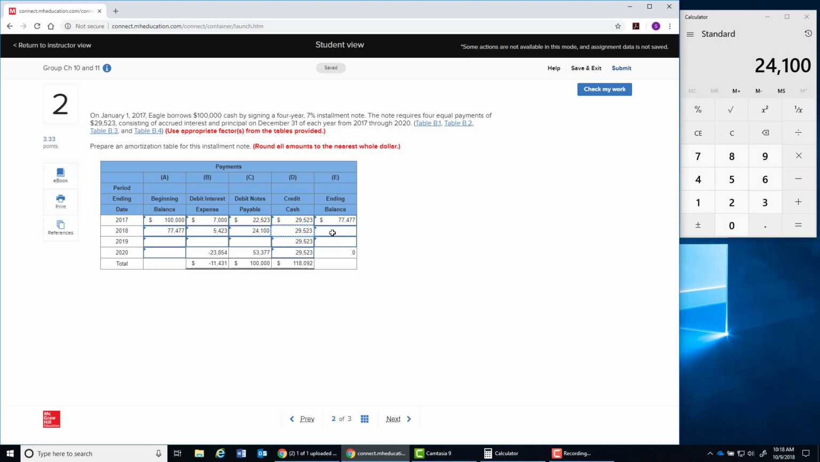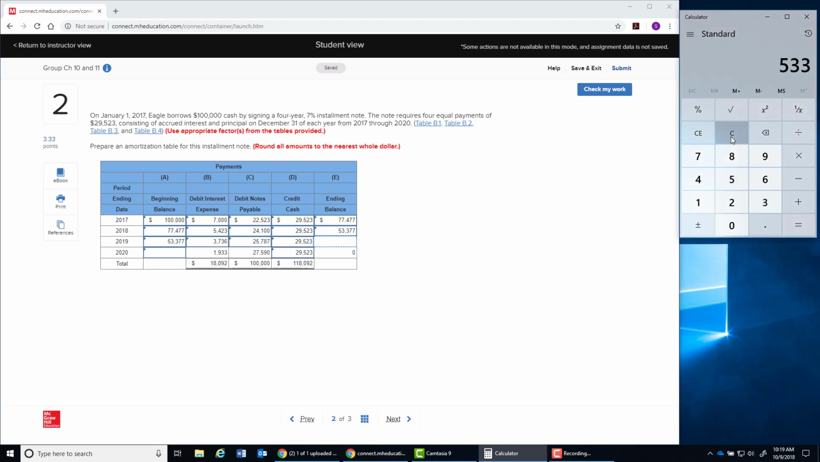Okay, what's our new ending balance? New ending balance is 77,477 minus the 24,100 says that we now have an ending balance of 53,377. That obviously is now our beginning balance. We have to calculate that now with interest times 0.07. Gives us an interest factor of 3,736. So how much principal are we talking about now? If we're talking 29,523 minus the 3,736, we have a 25,787, can't type, 25,787 principal reduction.